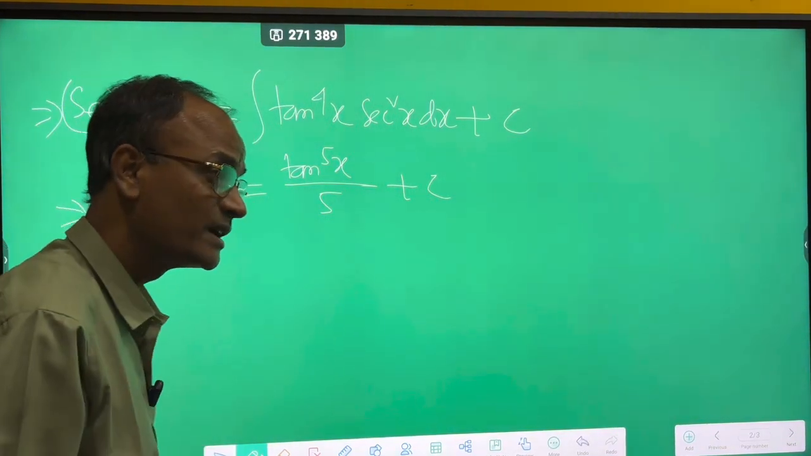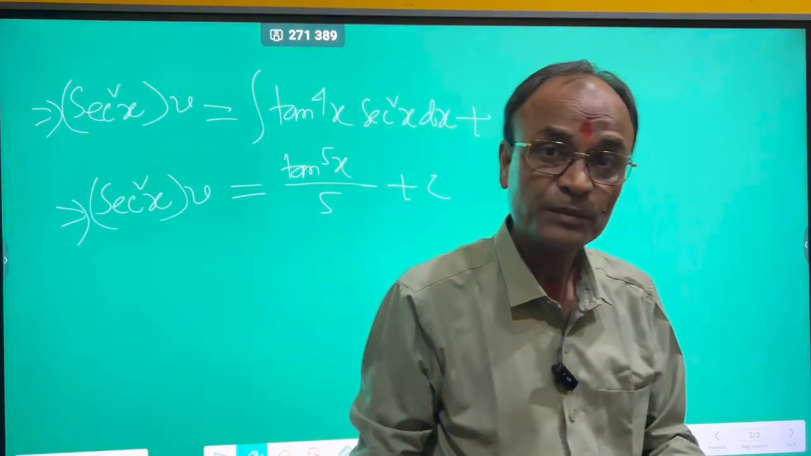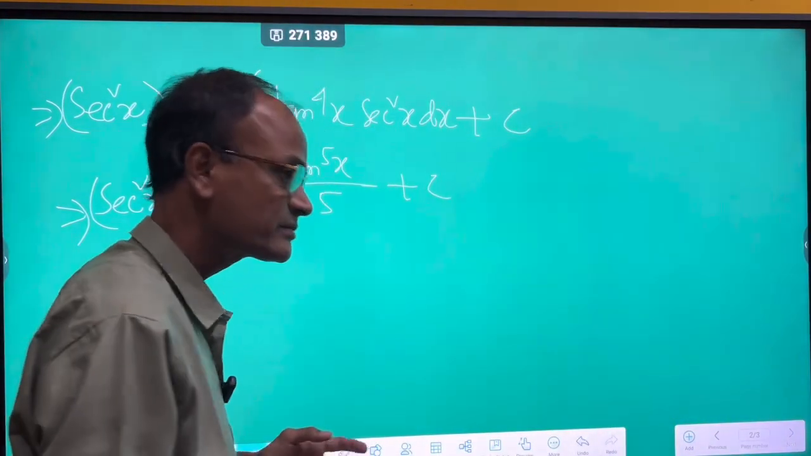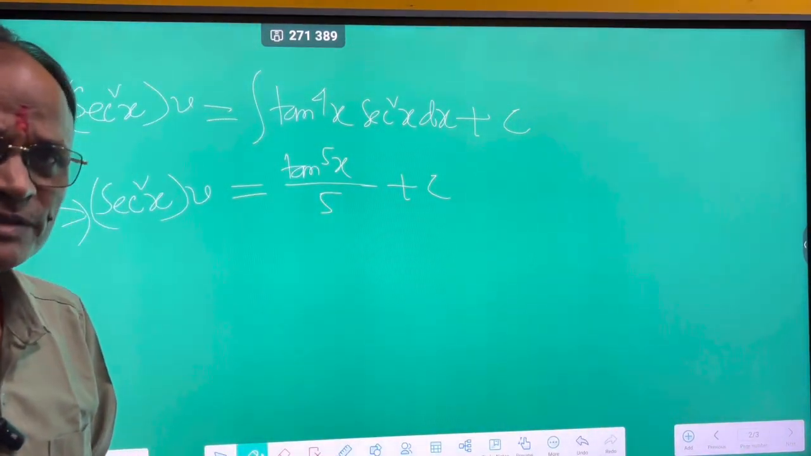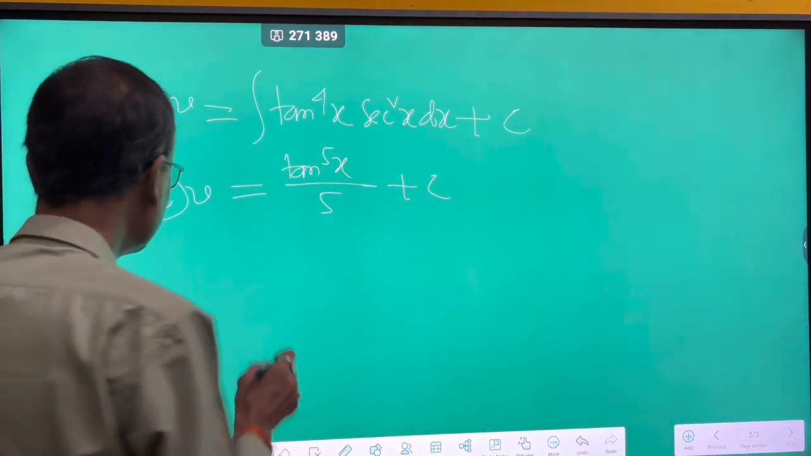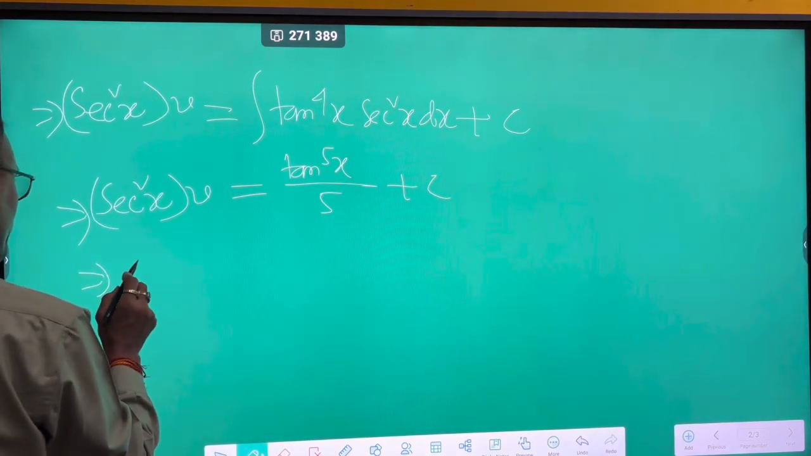What was v? V is y to the power minus 1.